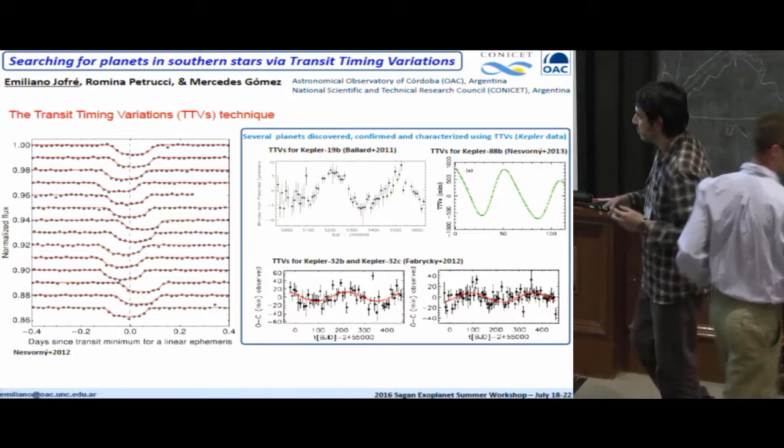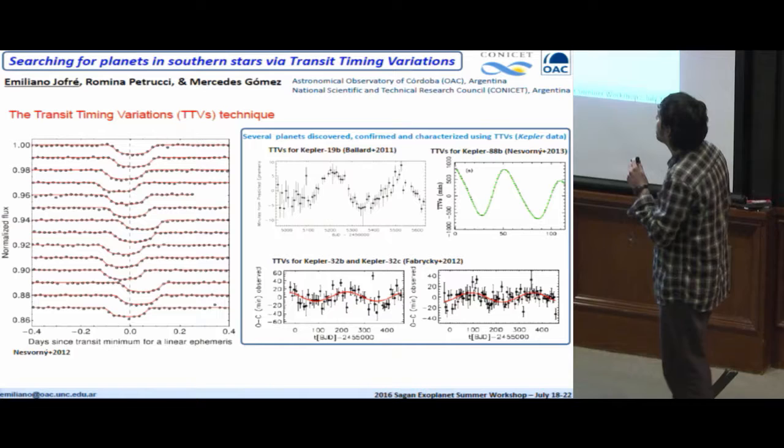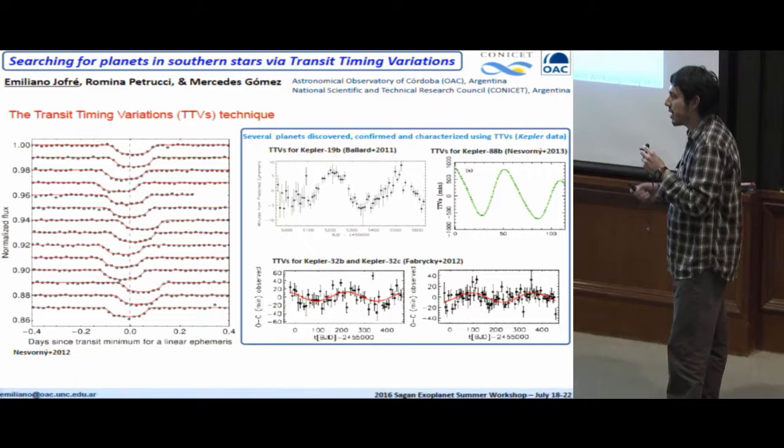Hello, my name is Emiliano Jofre. I'm a postdoc at Astronomical Observatory of Cordoba in Argentina. Together with Romina Petrucci and Mercedes Gomez, we are carrying out a photometric follow-up of southern stars with transiting planets.